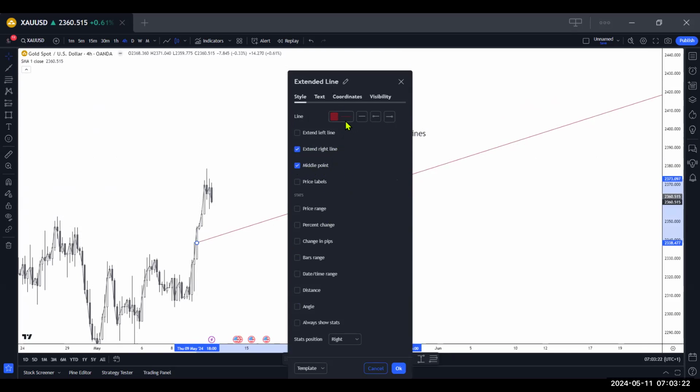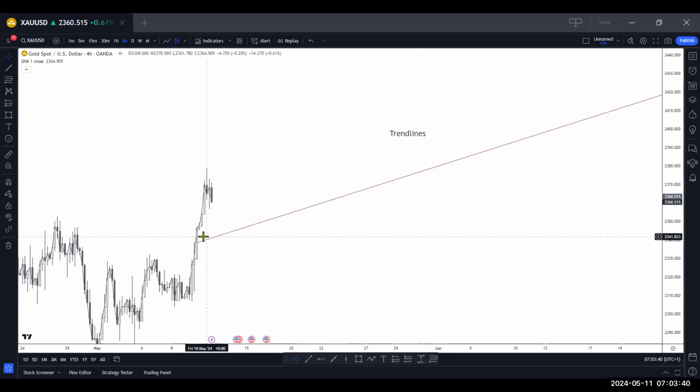And then you can change the color to the one you like. So I prefer this color. Then you can decide to add an arrow if you want, whichever one you want. Okay. So extend right, middle point. These two, they're the most important, right? So that's your extended right strength.